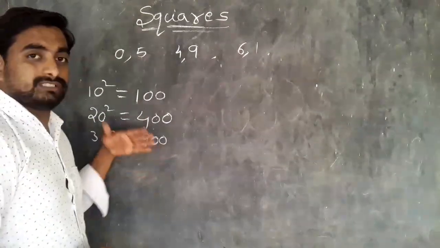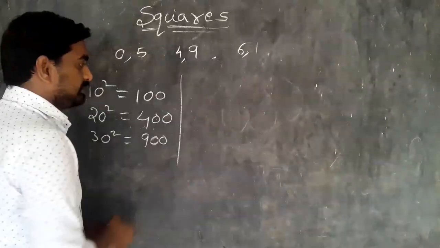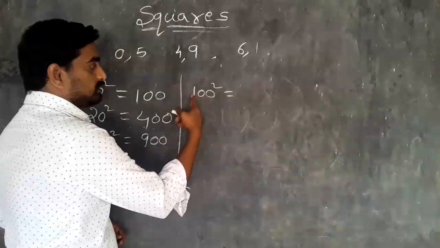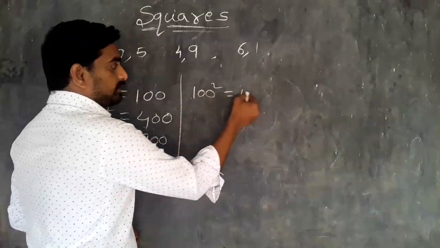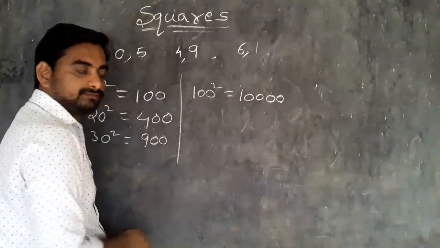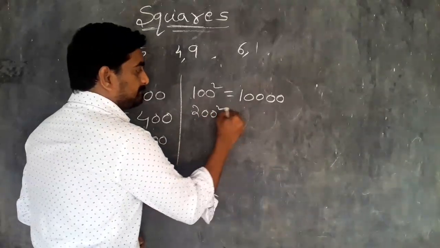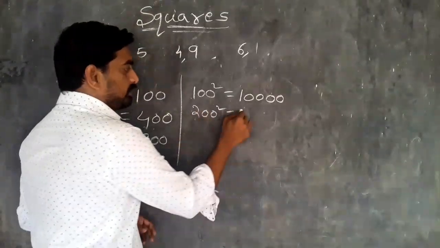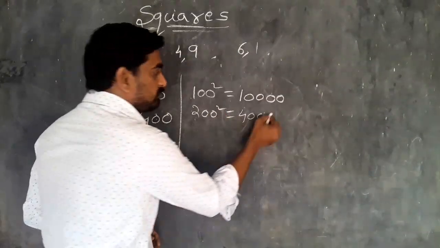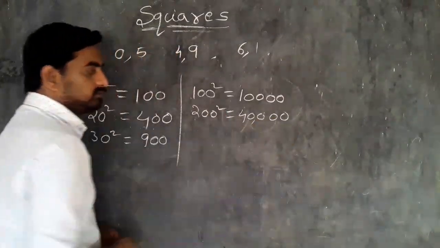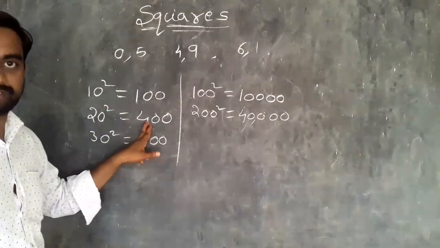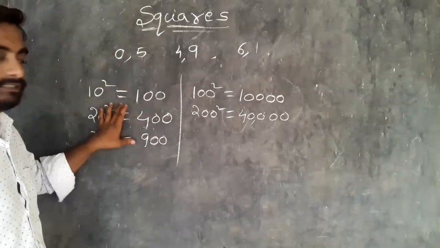Same process for triple digit numbers also. For example, 100 square: write 1 square is 1, 0 square is 2 zeros, and 0 square is 2 zeros, so 10,000. 200 square, same like that: 2 square is 4, 0 square 2 zeros, and again 0 square 2 zeros, so 40,000. So this is the technique for 0 ending numbers for writing squares.